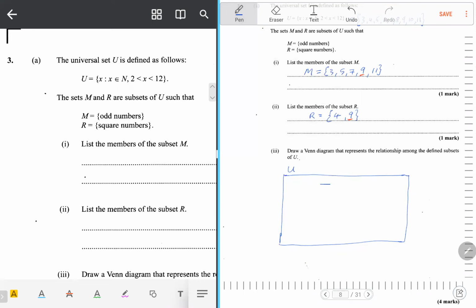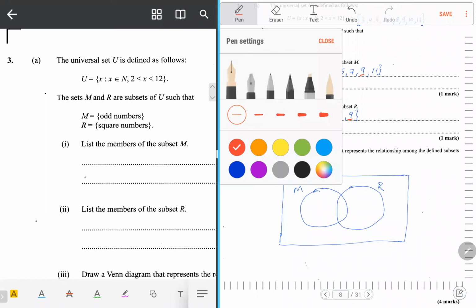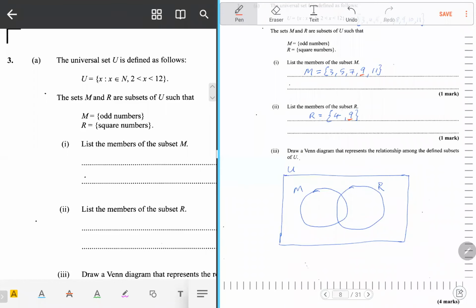So let's draw the M and then put an intersection and draw the R. So this is M and this is R. And the way I'm going to do it is fill out the intersecting value first. Let's put in those values in red. So put in the intersection value first. All right, so the intersection value is a 9, so put that in first.